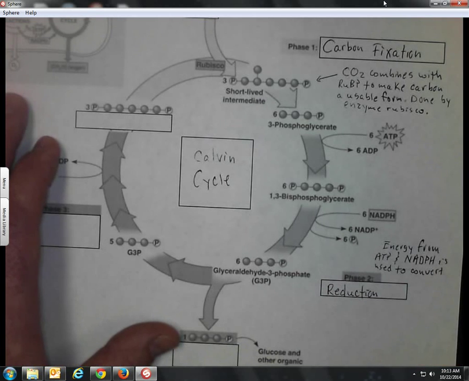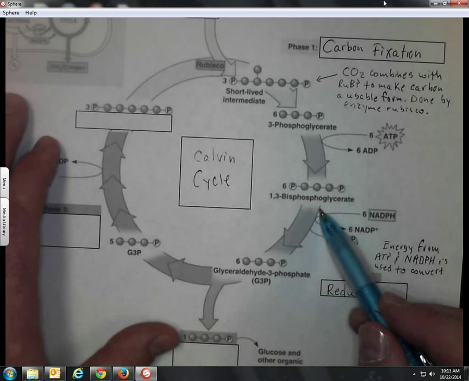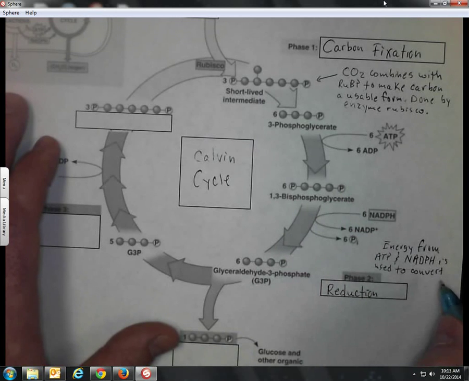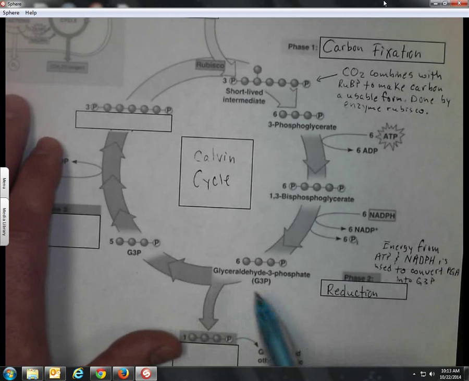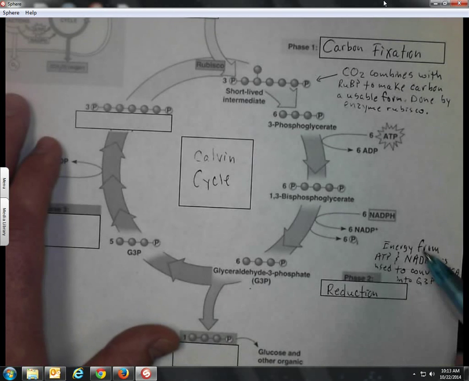It's going to convert it into a new molecule called G3P. And G3P is this one, glyceraldehyde 3-phosphate is what G3P stands for. So the energy from NADPH and ATP is going to convert this biphosphoglycerate into this G3P, and the G3P is a very important molecule that's going to be made. Okay, this is the reduction part.